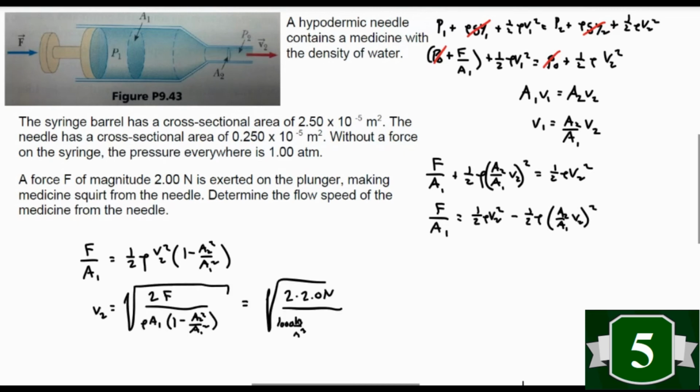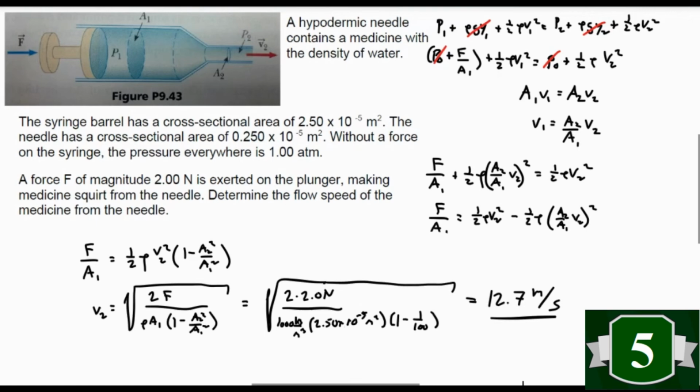When we plug in our numbers, we get 12.7 meters per second. That's about 30 miles an hour.